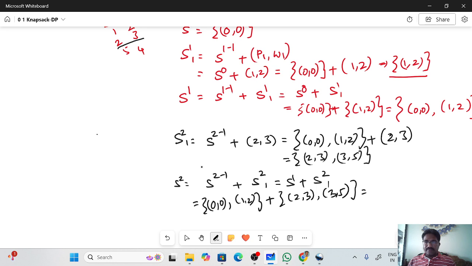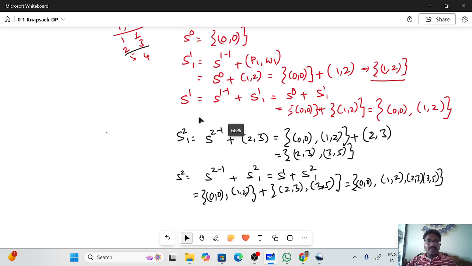So that is then nothing but the resultant set: 0 0, 1 pair, comma 1 2, one more pair. I am going to write in weight increasing order. So that's why for our dominance rule checking is basic. And the next one is 2 3 and the next one is 3 5. Now check, is the weight increasing? Yes. What about the profit? Profit also increasing? Yes. So we get the S2 set.